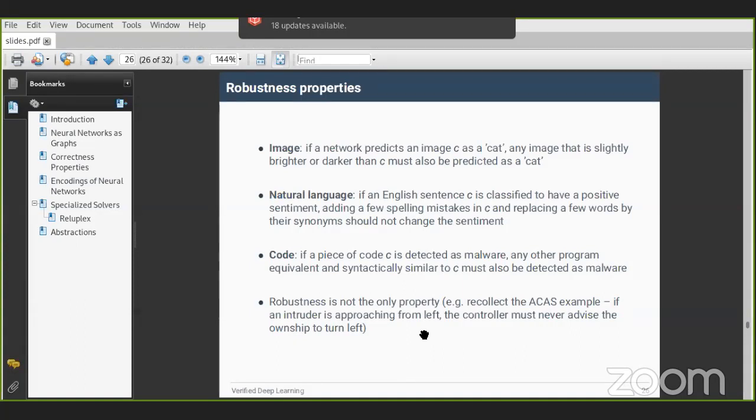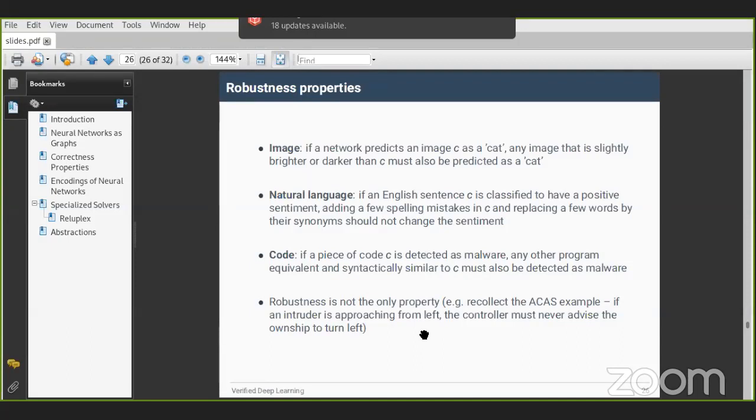And of course, robustness is not the only property. We looked at safety properties. For instance, if you recollect the airborne collision avoidance system, we had talked about this property that if an intruder aircraft is approaching from the left, then the controller of your own aircraft should never advise you to turn left, which is a simple safety property. Think about it. I have a question here.